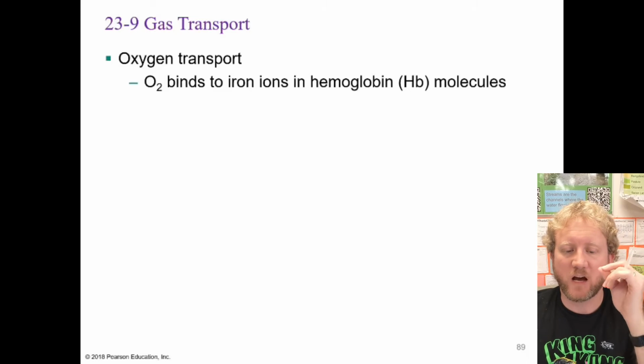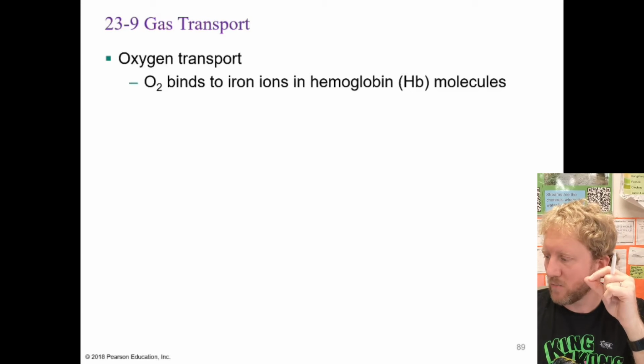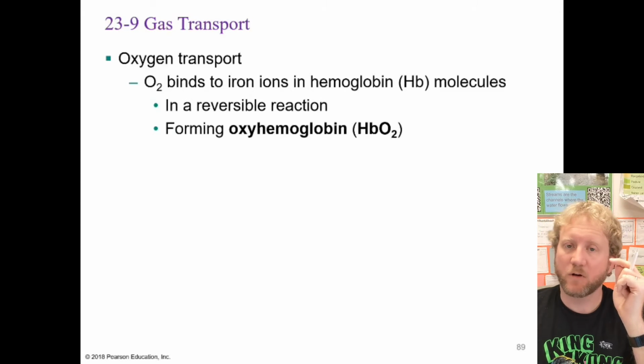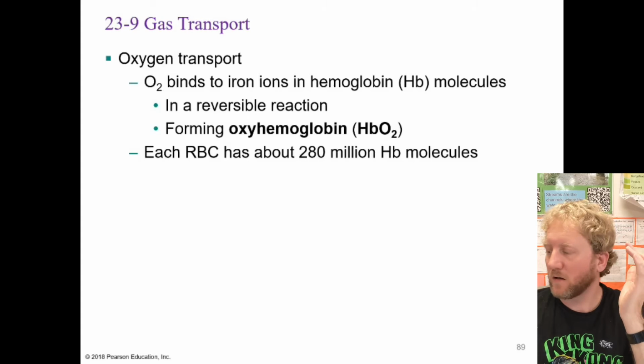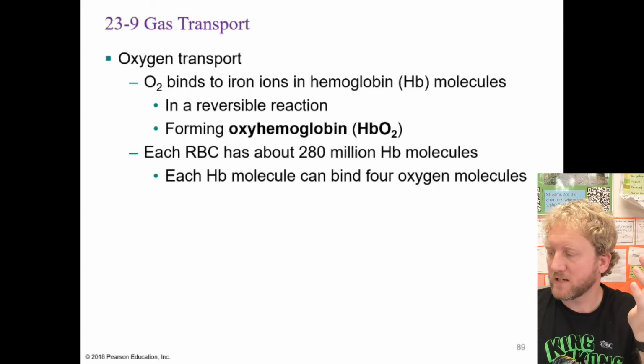Oxygen is going to bind to the iron ions in the hemoglobin, forming oxyhemoglobin. We've got about 280 million hemoglobins per red blood cell. Each hemoglobin can bind 4 oxygen molecules.